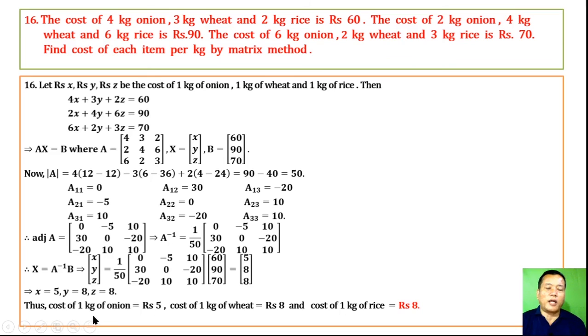Thus, cost of 1 kg of onion is rupees 5, cost of 1 kg of wheat is rupees 8, and cost of 1 kg of rice is rupees 8.